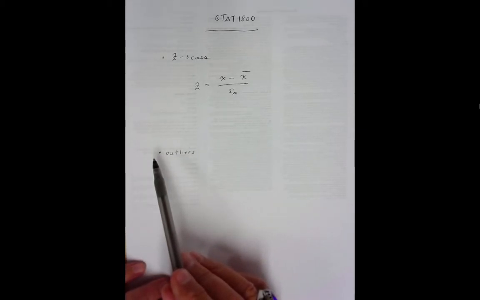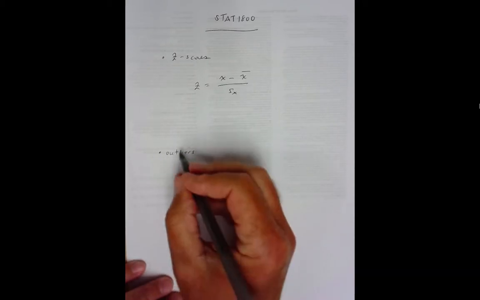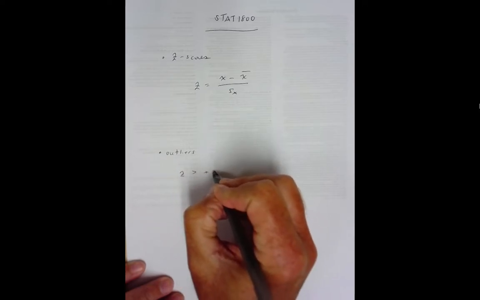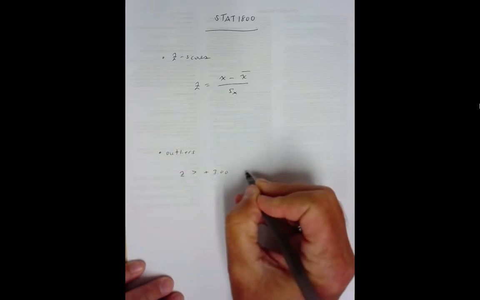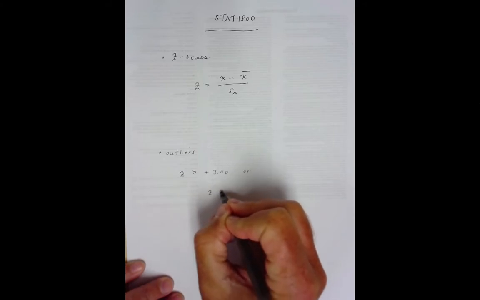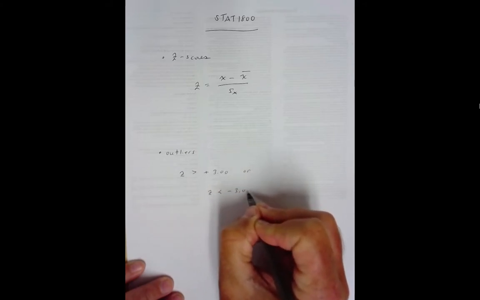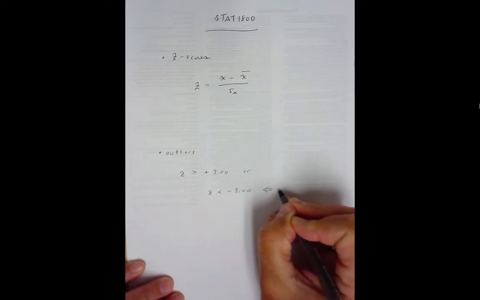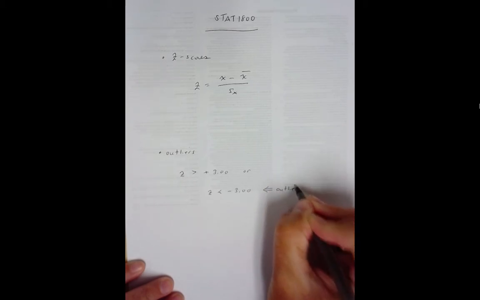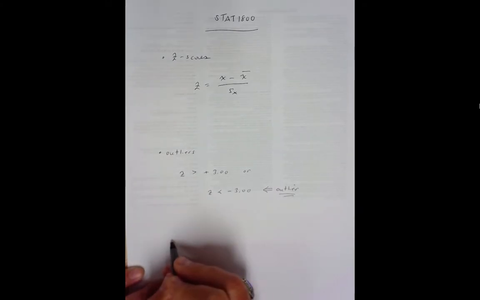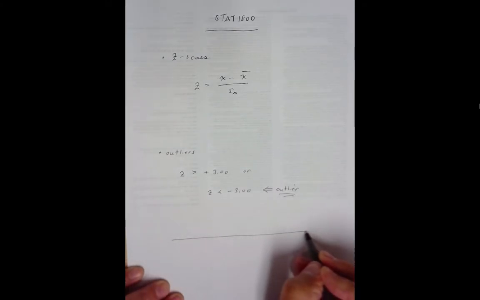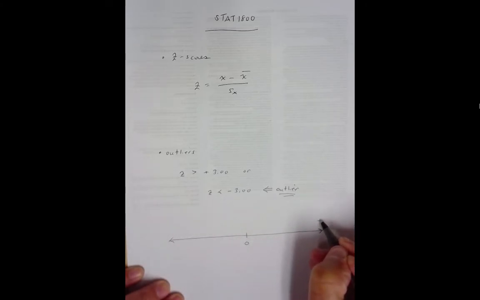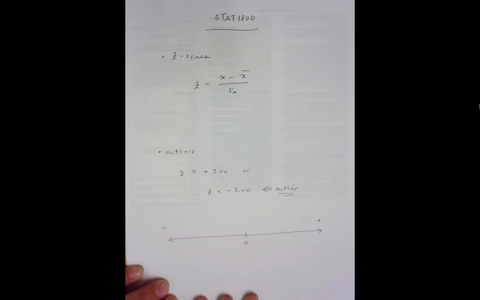This textbook defines outliers. If we have a z-score that is greater than 3.00, or if we have a z-score that is less than negative 3.00, then this is referred to as an outlier. So you can think about z-scores as having the potential to be any number on the number line.